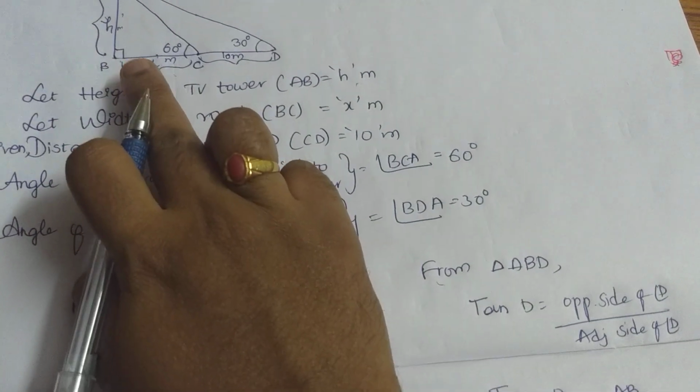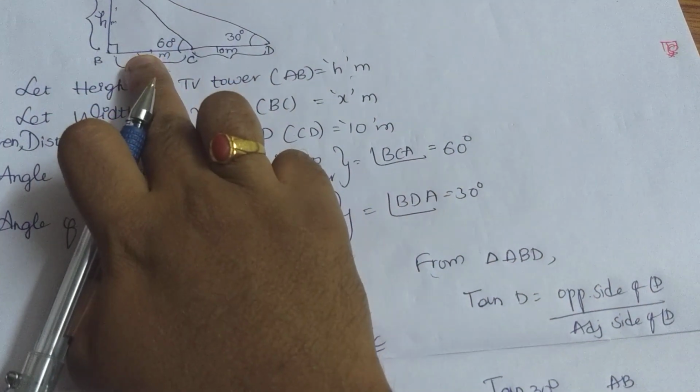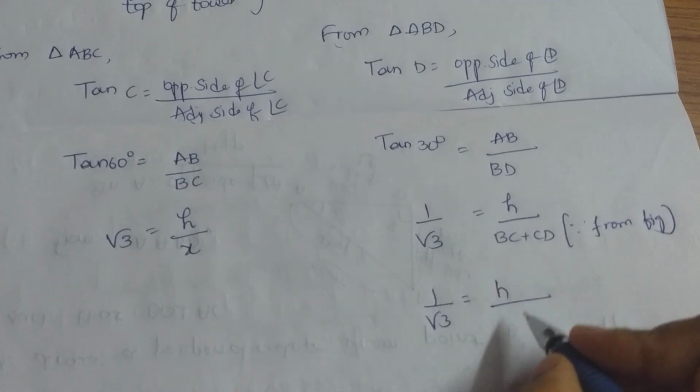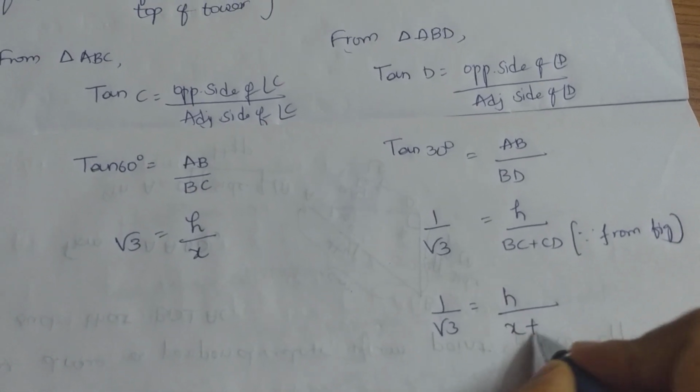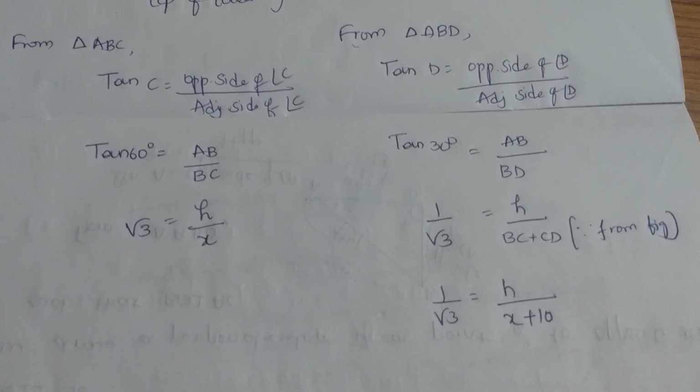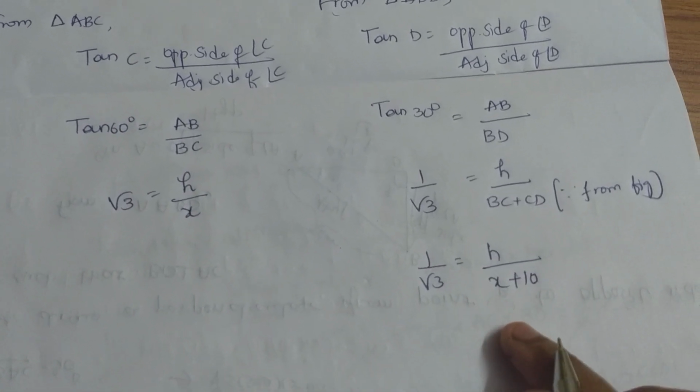See here from the figure we have assumed it as X. BC is X and CD is 10 meters. So BD is nothing but X plus 10. In the place of BC I am putting X. In the place of CD, the distance between C and D, they have given in the question as 10 meters. So I have substituted here.